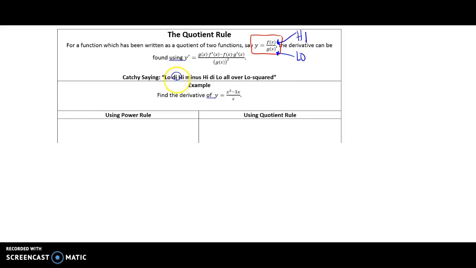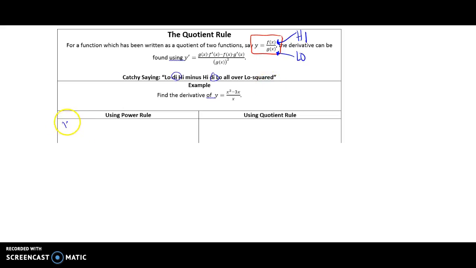And this d notation right here means the derivative. So we'll take the low function times the derivative of the high function minus the high function times the derivative of the low, all over low squared. So we'll say that a lot and it'll get more ingrained in your mind, but for right now we have the formula there at the top to ground us in this.